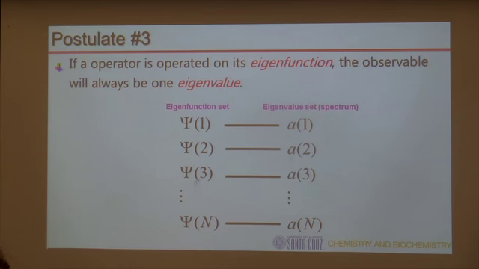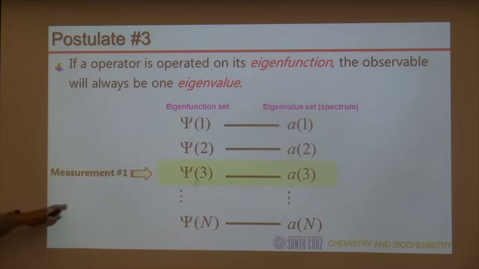Postulate number 3 talks about the measurement. Each time you measure, let's say we have the location operator operate on the wave function. It will give you back the location, based on number 2. And based on number 3, you can only get one of them. Although you have a set of locations here, you only get one.